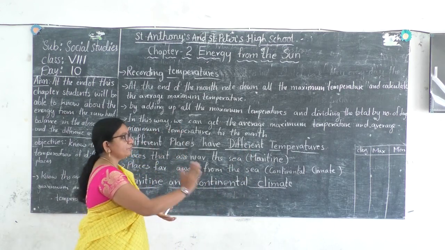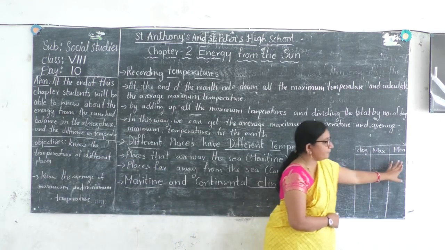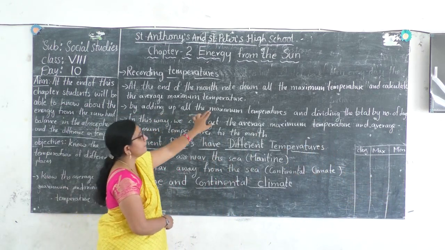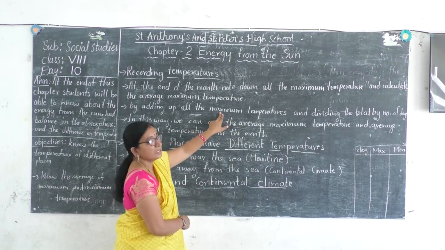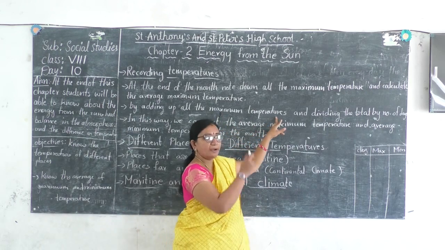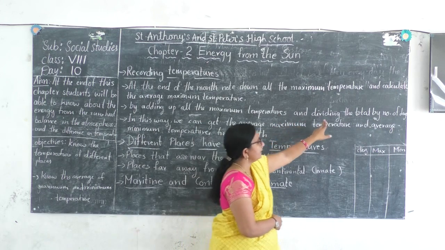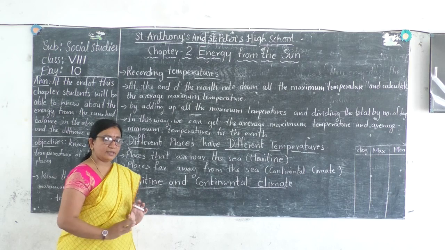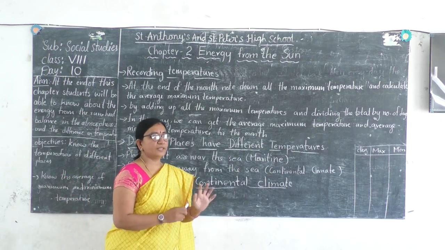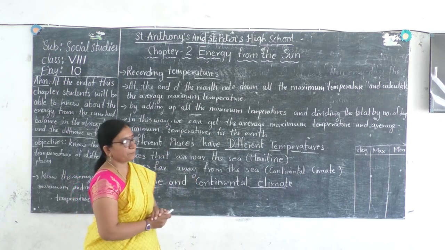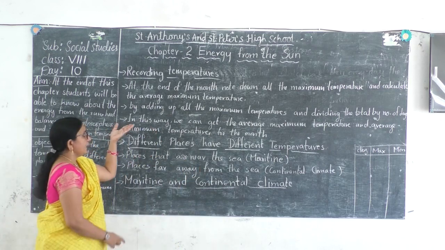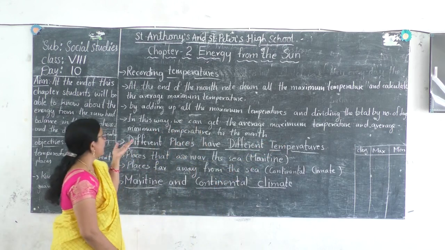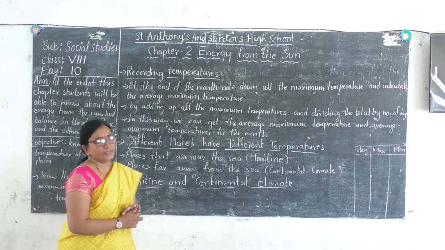The same thing you have to do with the minimum temperature also. What you have to do is add up all the minimum temperatures and divide the total by the number of days. How many days have you taken the reading? If you divide by that many days, you will get the average minimum temperature of that month. In this way we can get the average maximum temperature and average minimum temperature of that month.